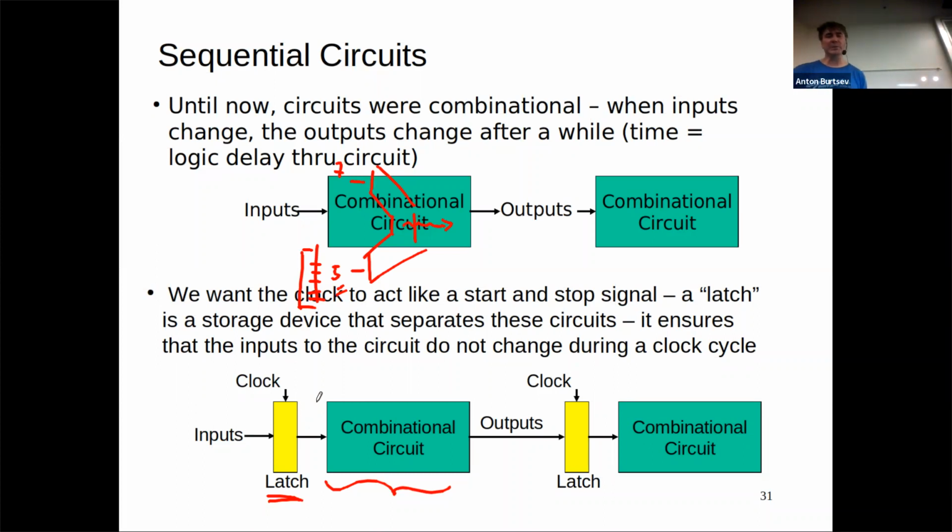And at a high level, what a latch is doing — a latch, or it's called a flip-flop, they're slightly different things, but we will understand the difference by the end of this lecture. At a high level, it will remember its inputs at the rising edge of the cycle, and then it will keep them stable for the entire duration of the cycle until the next rising edge. So what does it give us?